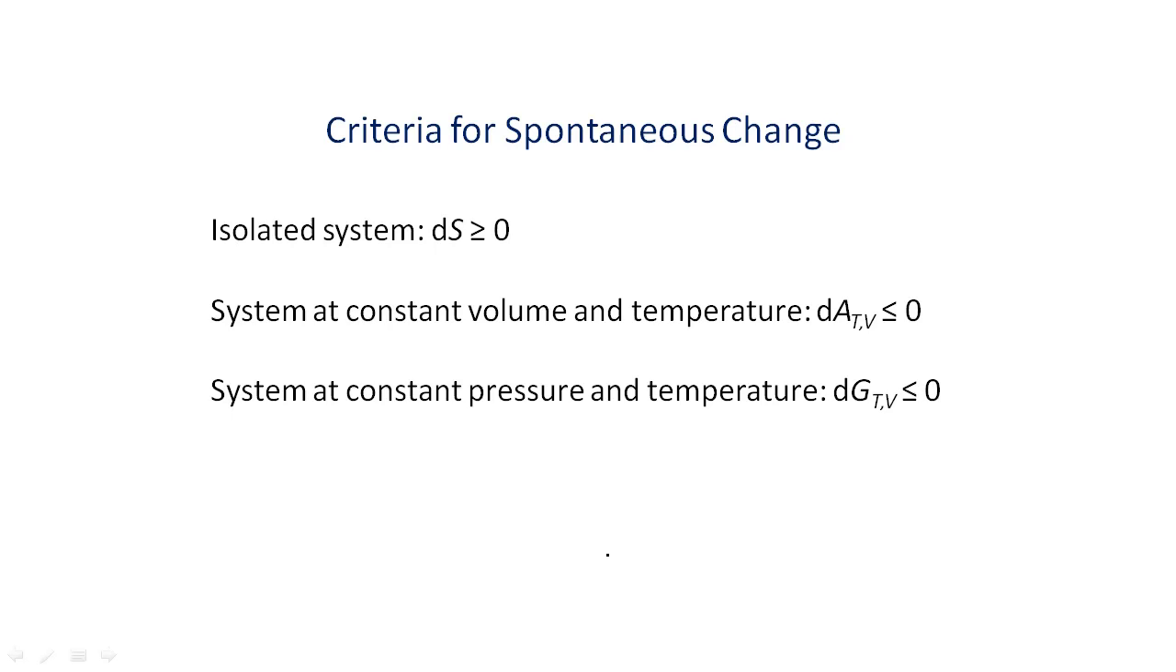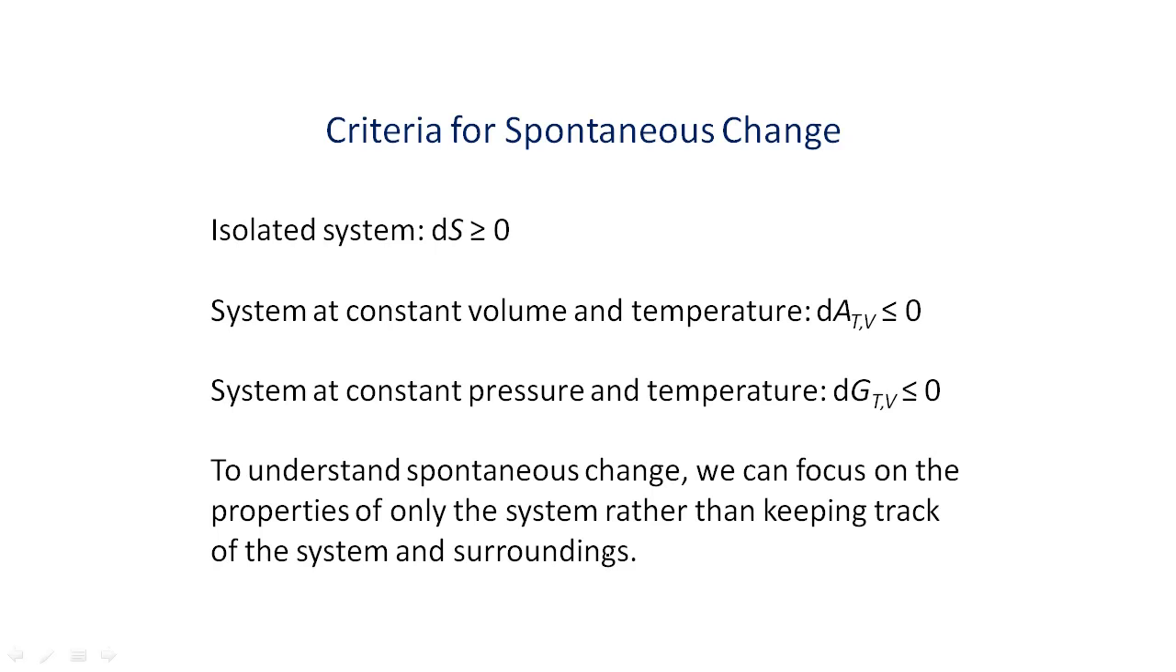By defining the new quantities Helmholtz free energy and Gibbs free energy, we have made our job of calculating the change in entropy of the universe easy, at least for a certain class of processes. To understand spontaneous change, we can now focus on the properties of only the system rather than keeping track of the system and its surroundings. In the context of chemistry, reactions often happen at constant pressure and temperature, and the condition for spontaneity is that the Gibbs free energy of the process is less than or equal to 0.